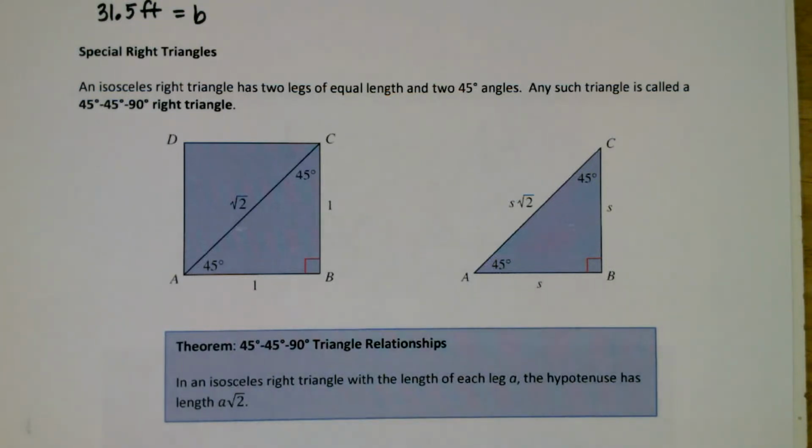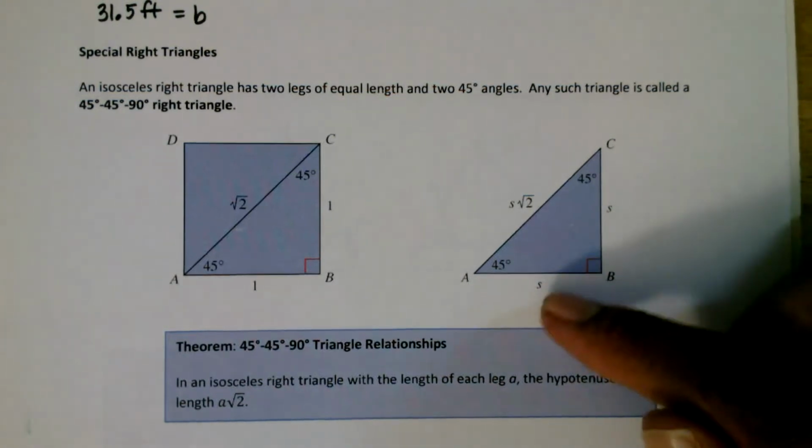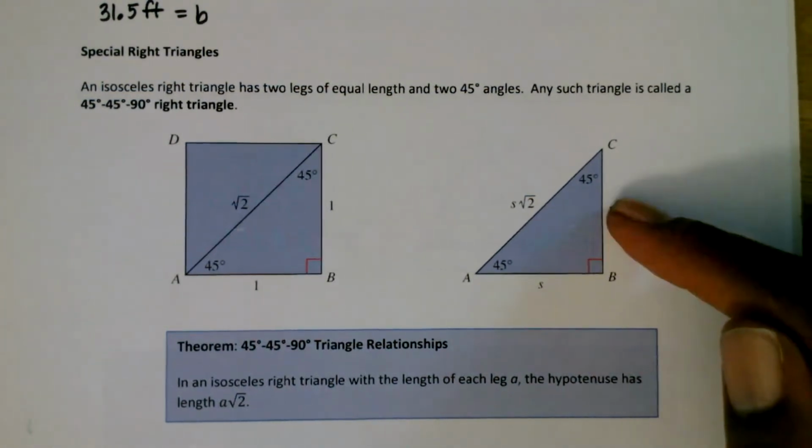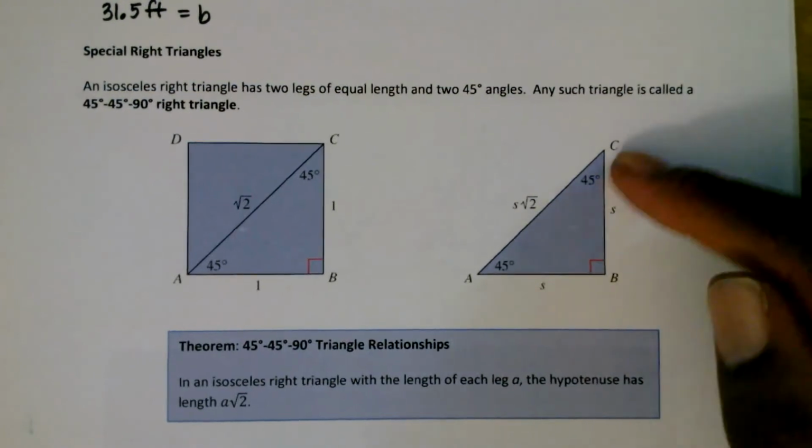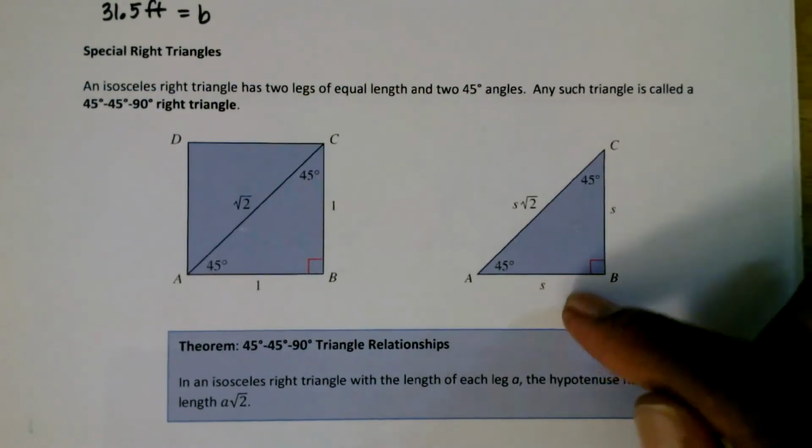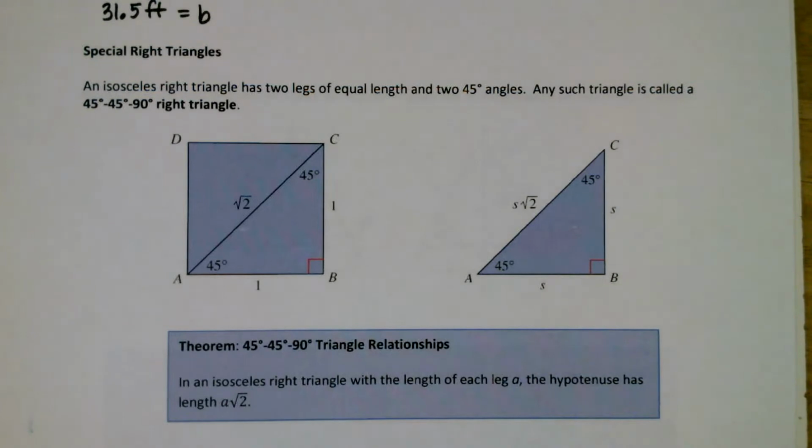In an isosceles right triangle with the length of each leg being a, the hypotenuse has the length of a square root of 2. Okay, so if you're given either one of these legs in an isosceles right triangle, the hypotenuse will be the length of that leg multiplied by the square root of 2. All right.